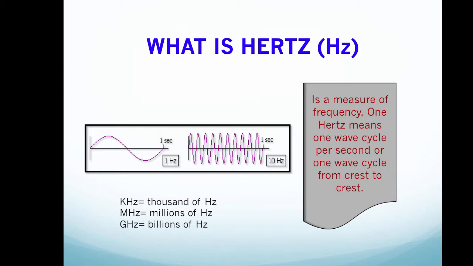What is Hertz? It is a measure of frequency. 1 Hertz means 1 wave cycle per second, or 1 wave cycle from crest to crest. 10 Hertz means 10 cycles per second. Kilohertz, thousands of hertz. Megahertz, millions of hertz. Gigahertz, billions of hertz.